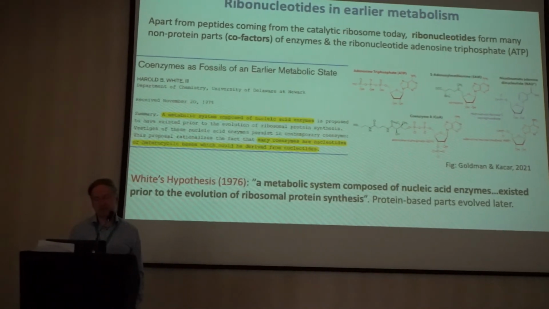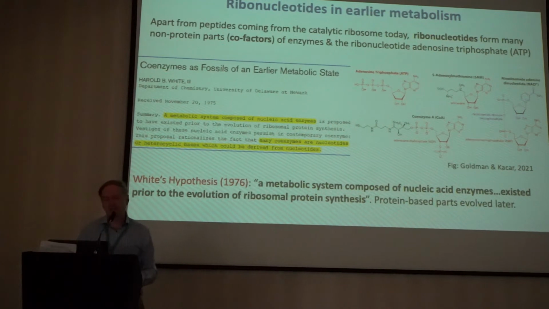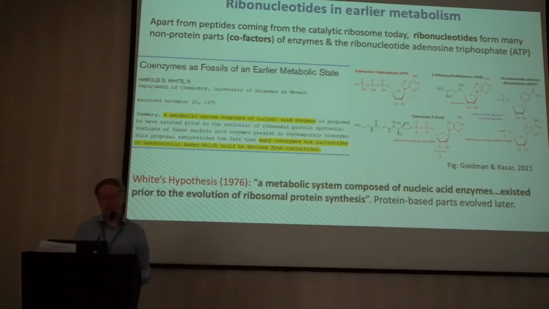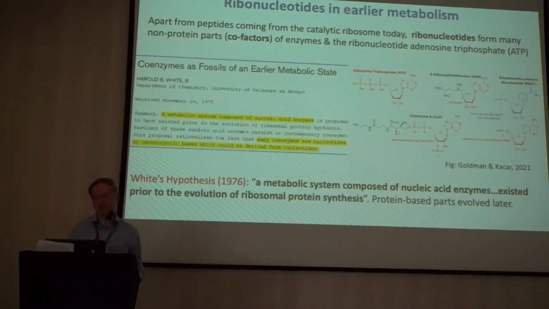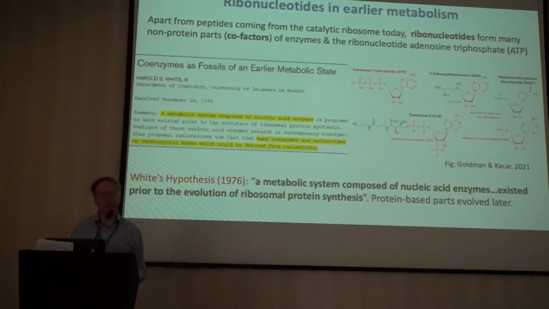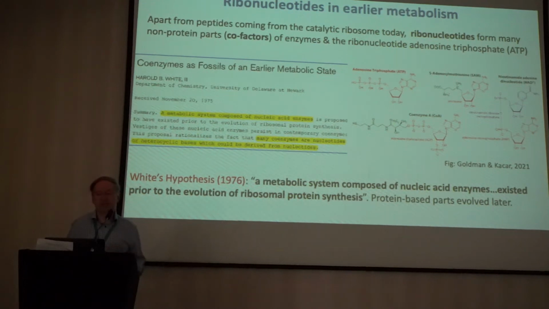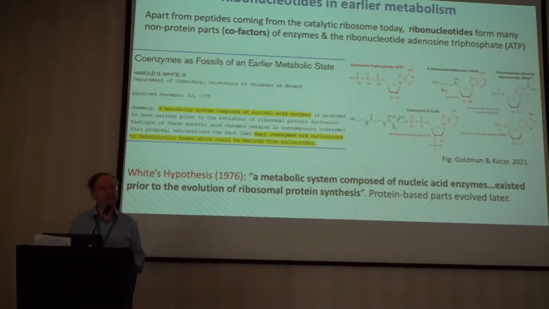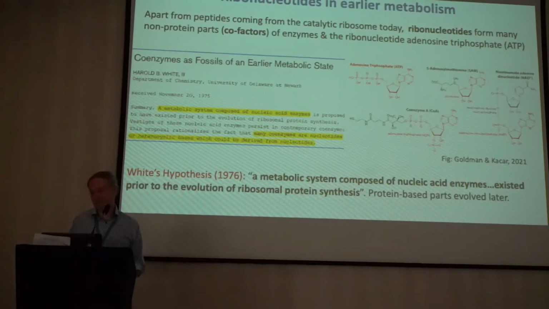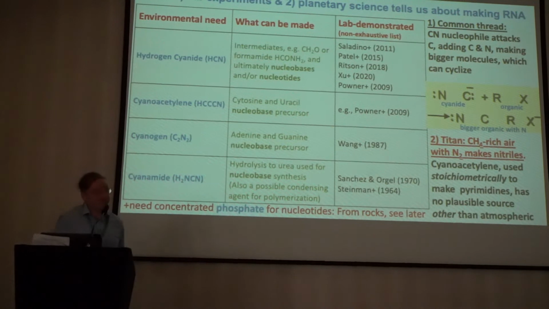He said a metabolic system composed of nucleic acid enzymes existed prior to the evolution of ribosomal protein synthesis, modern protein synthesis, that the protein-based parts evolved later. And then, of course, there's the fact that peptides come from the ribosome today, so the ribosome comes first, the RNA. So we want to make RNA.